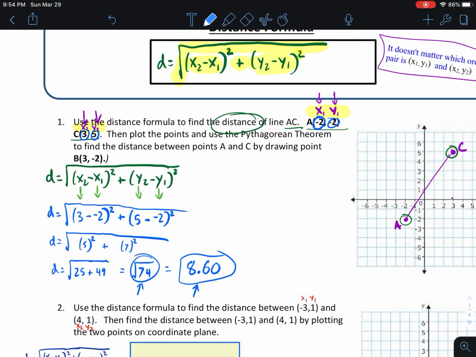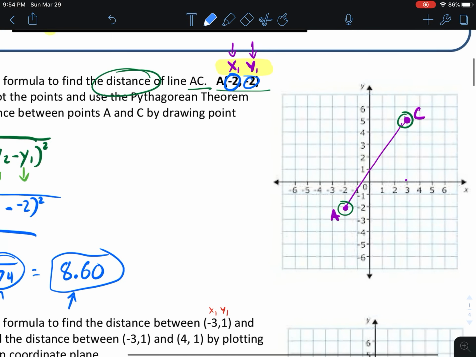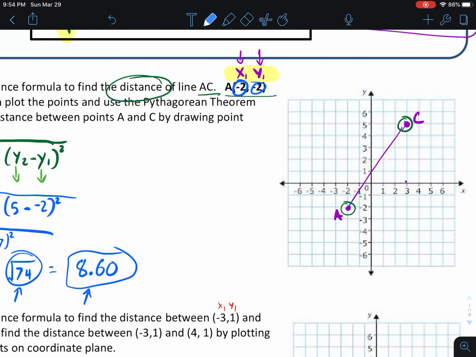But now, does that make sense for this line? Does this line look like it could be about 8.6? Yeah, I would say it does kind of make sense. If you look at each of these notches being 1, you can't just count when a line is diagonal, but it looks like 8.60 makes sense.